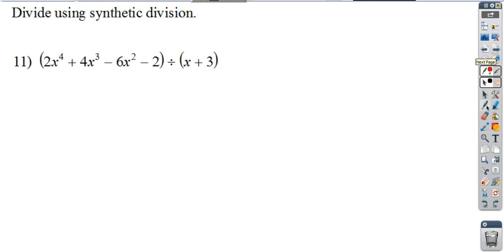Okay, the thing about synthetic division is it only works when it's x being raised to the first power. If it's something else, like if it's x to the second, x to the third, you have to use long division. Okay, so let's set this up. So first, when we do synthetic division, we need to put the number here that represents x plus 3, and that's whatever number is going to make x plus 3 equal to 0. The only thing that would make that 0 is negative 3.